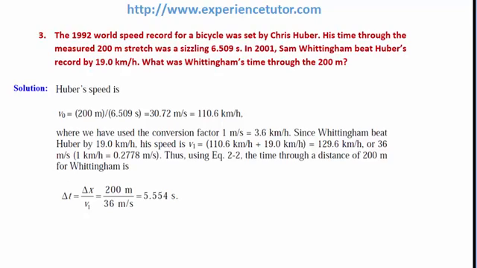Since Whittingham beat Huber by 19 kilometer per hour, his speed V1 is equal to 110.6 km per hour plus 19 km per hour, that is 129.6 km per hour, or 36 meter per second. Thus, using the equation of motion, we get delta t is equal to delta x upon v1, that is 200 meter upon 36 meter per second, that is 5.554 seconds.